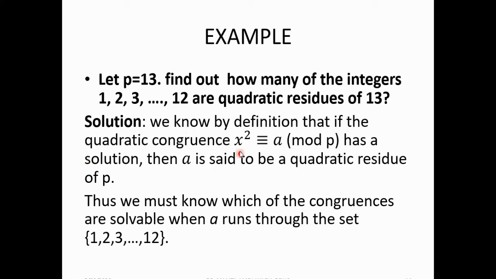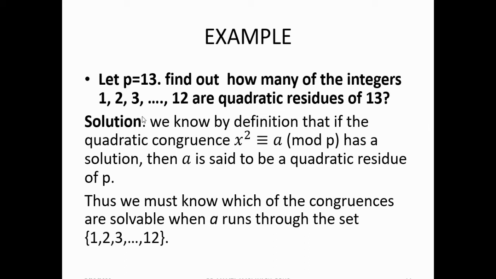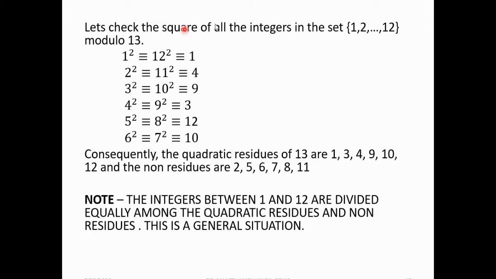Let's solve it. Now we know by definition that if the quadratic congruence x square congruent to a modulo p has a solution, then a is a quadratic residue of p. Thus, we must know which of the congruences are solvable when a runs through this set 1, 2, 3 up to 12. So, let's check the square of all these numbers in this set under modulo 13.